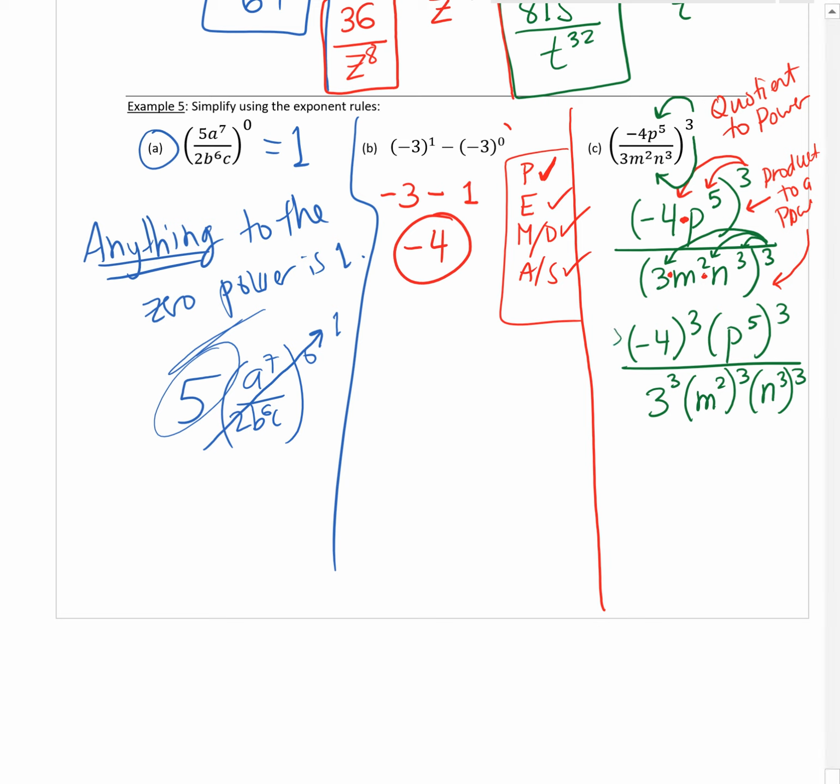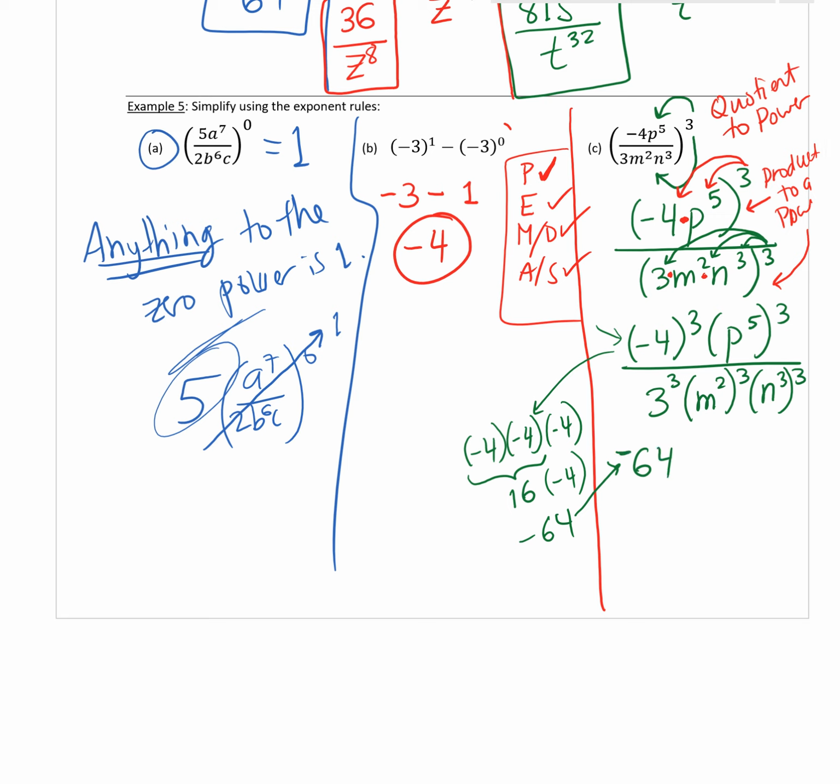So in the numerator here we have -4 to the 3rd power. If you want, you can think off to the side. Since it's in parentheses, it's -4 multiplied by itself 3 times. Let me see, 2 of those, -4 times -4, that's positive 16. But then times that last -4 makes it -64. So that would be your constant in the numerator, -64.